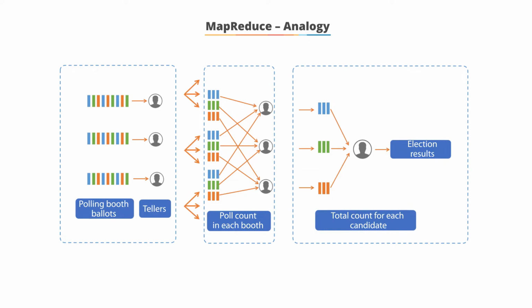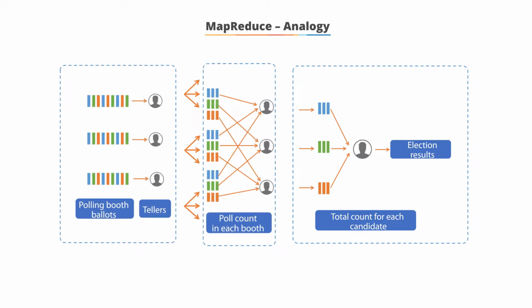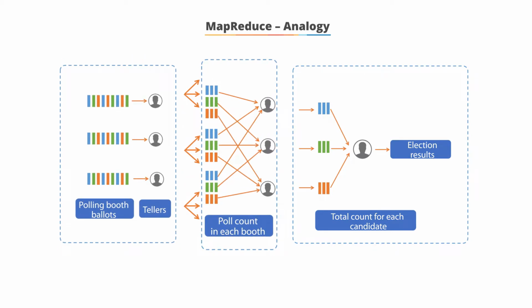Let's look at a MapReduce analogy. The MapReduce steps represent manual vote counting after an election as an analogy. In step 1, at each polling booth, ballot papers are counted by a teller. This is a pre-MapReduce step called input splitting. In step 2, tellers of all booths count the ballot papers in parallel. As multiple tellers are working on a single job, the execution time will be faster.